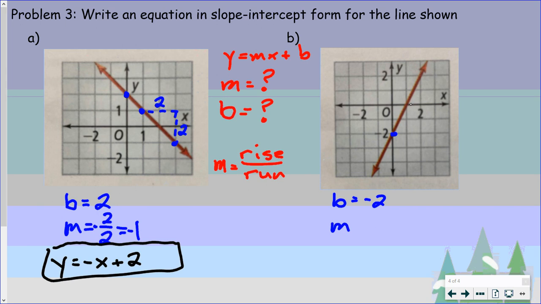So there's 1 point. And here's another point we can use. Or we could use that one there or that one there. All right. So we're going to see how much we rise and how much we run. So we rise 2 and run 1. And this one's leaning to the right, so it's going to be a positive slope. So the rise over run is 2 over 1, which simplifies to 2. Plug those in to the equation. Y equals 2x minus 2.